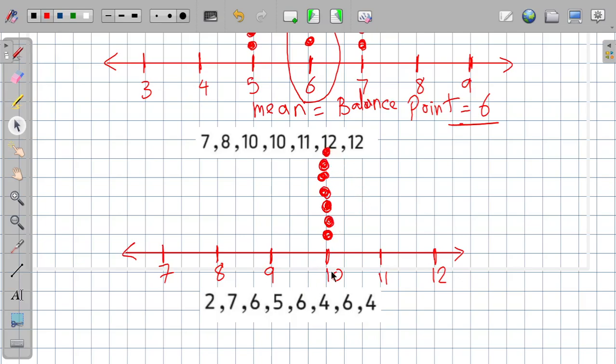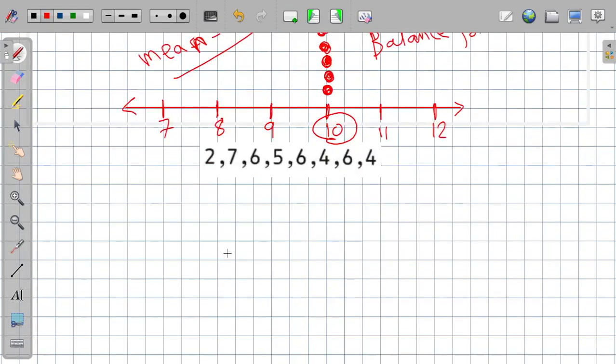So I moved all the points or all the dots above 10. So I can say that 10 is the balance point of this data set. So the balance point is equal to 10. So I can see that the mean is equal to 10.